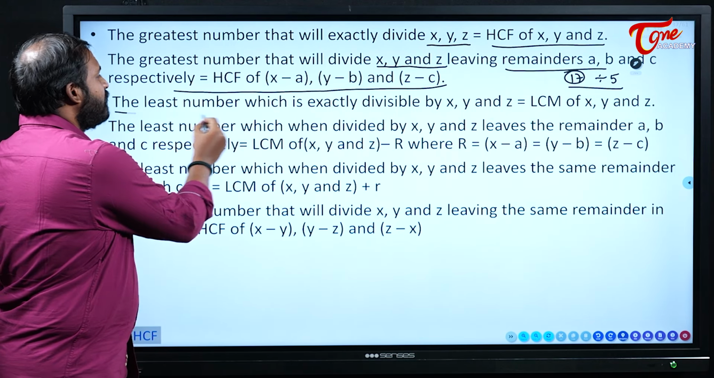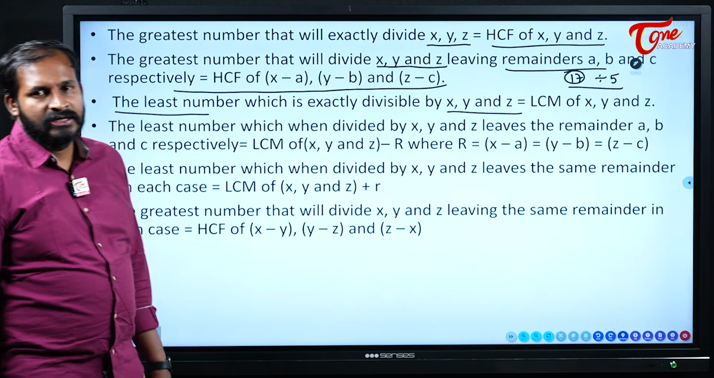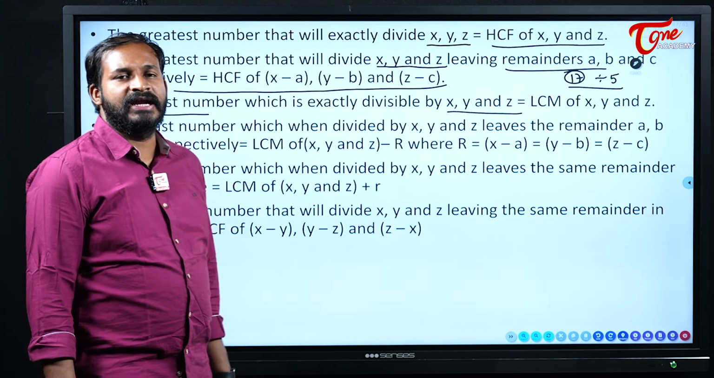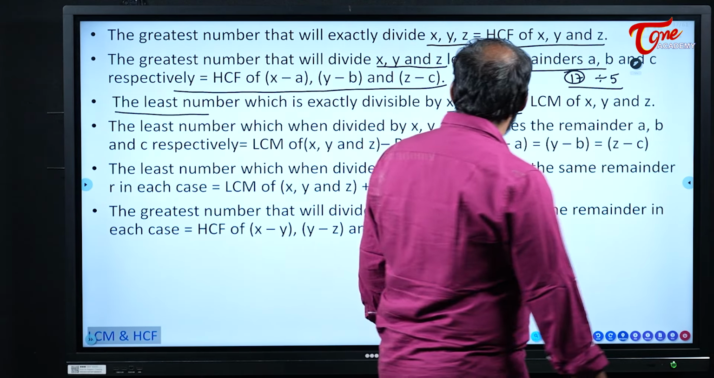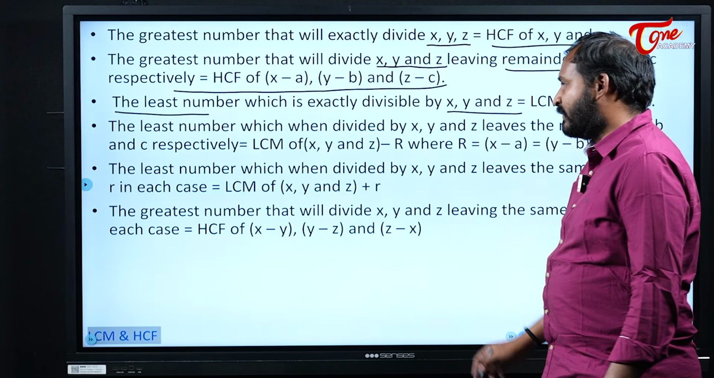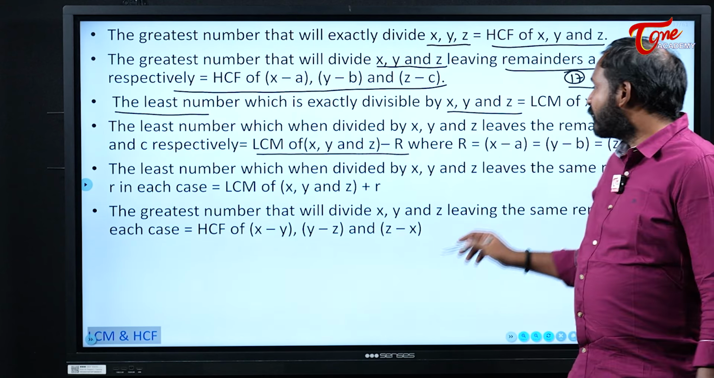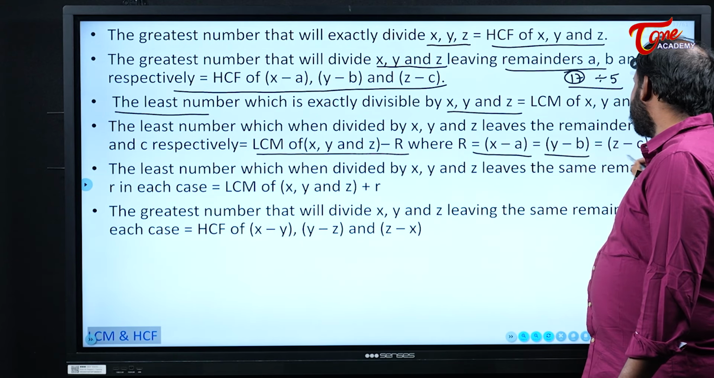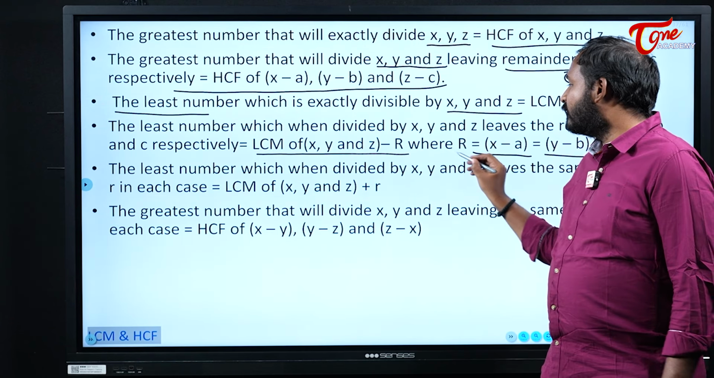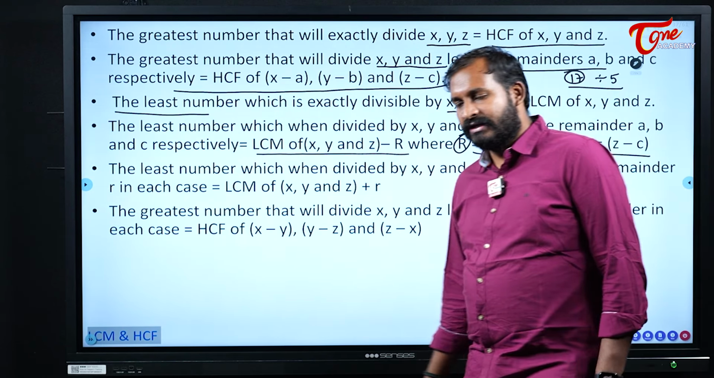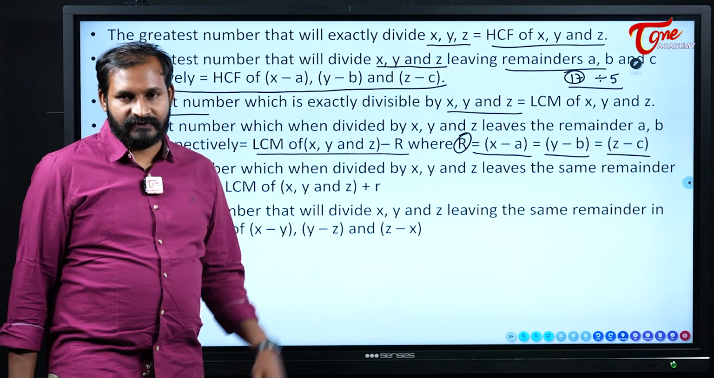Next, the least number which is exactly divisible by x, y, z, that is nothing but LCM. We need to find the LCM of x, y and z. Next, the least number which when divided by x, y, z leaves the remainder a, b, c respectively. So, what we will do is, in these cases remember one thing, always x minus a, y minus b and z minus c will be equal. Okay, and it will be equal to the value of r. So, simply you will find the LCM of x, y, z and subtract that r from that.